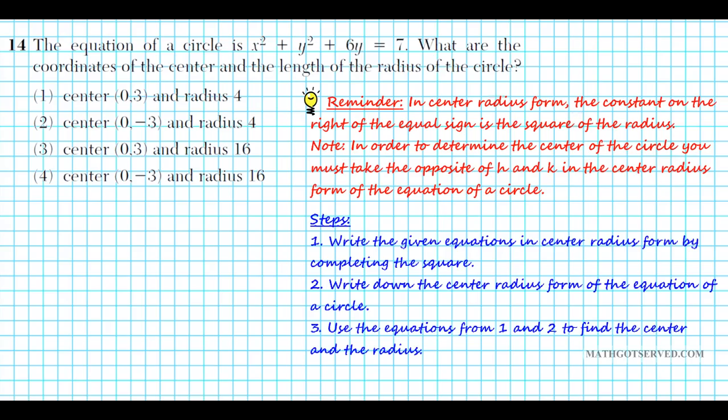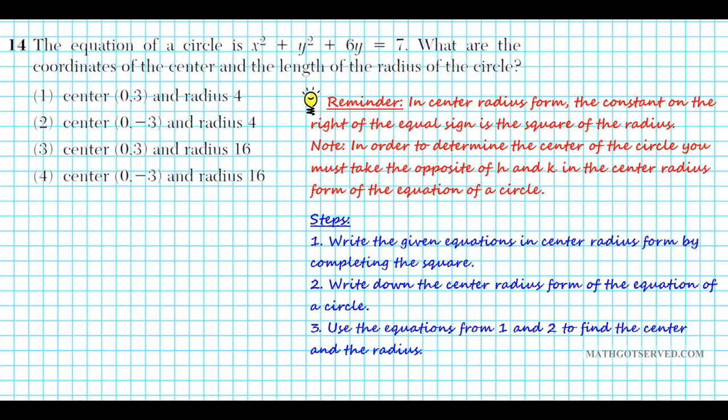Now, a quick reminder is that in center radius form, the constant on the right side of the equal sign is the square of the radius. That is a big mistake many students make. They forget that it's actually a square, so they forget to take the square root when determining the radius, all right? So keep that in mind. Now, one thing to note is that in order to determine the center of a circle, you must take the opposite of h and k in the center radius form of the equation of a circle. Okay, so don't forget to take the opposite.